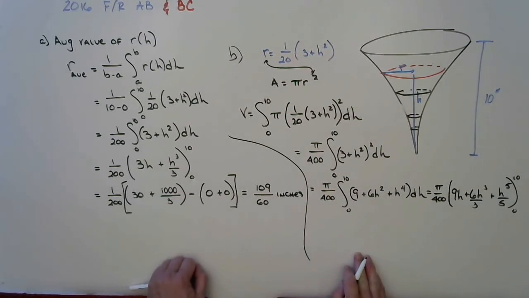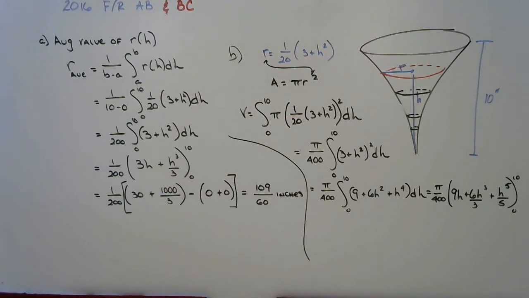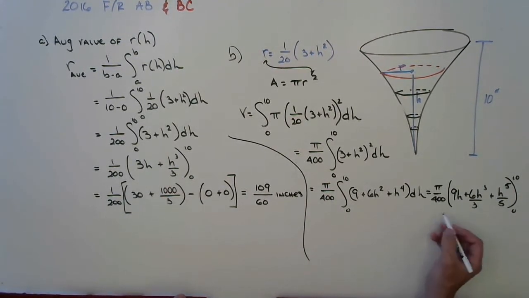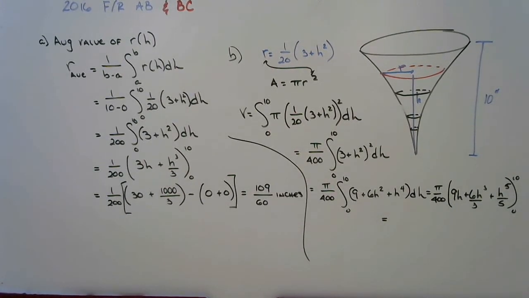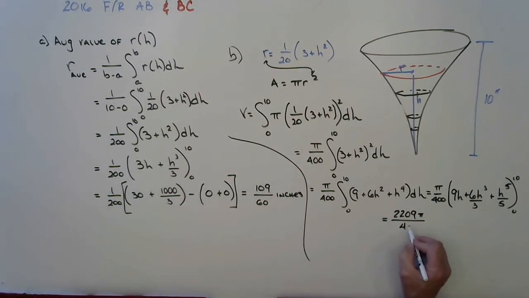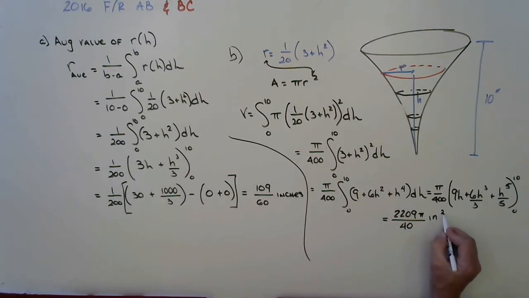Now, I'm not going to do all the arithmetic here. I'm just going to write down the answer. You all can plug a 10 in here and get common denominators. If you solve this, you get 2209 pi over 40. Square inches? No. Cubic inches, because they asked us for the volume.